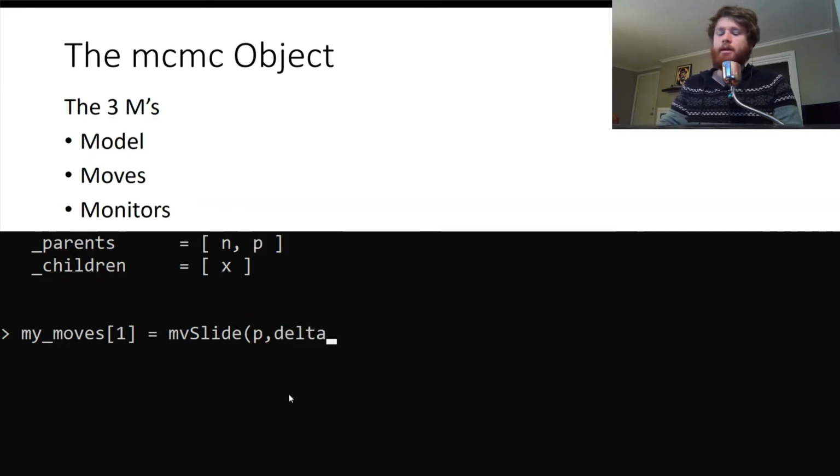And then delta is just the size of that window that we propose. And then weight equals 1. This just says that on average, we will perform this move once per iteration.